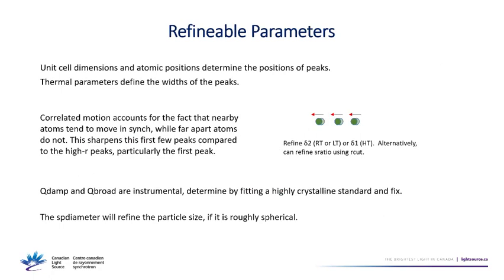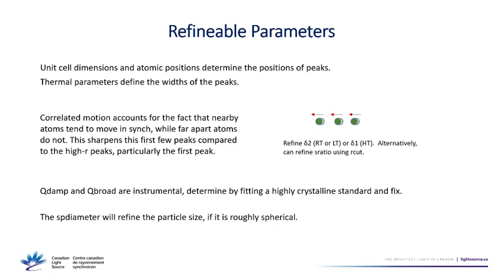So this slide is just telling you about the different kinds of parameters that you can refine in small box fitting. So you have the unit cell dimensions and the atomic positions, so that determines where the peaks are. Then you have the thermal parameters, which define the width of the peaks, like I mentioned. So those are the main things. There's a few other parameters that you need to refine.